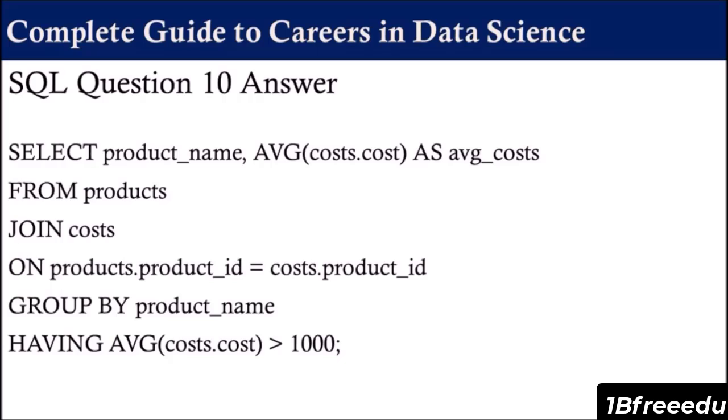What this query is doing is it will select product name from products table whose product ID matches with the product ID in cost table. Then it will average the cost of products by product names using group by clause because one product has different costs. After that, it will print only those products for which the average cost is greater than 1000.